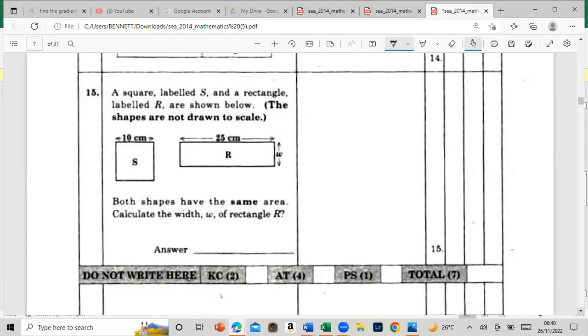The shapes are not drawn to scale. So it says both shapes have the same area. I just know some of you love the question. Calculate the width of the rectangle.